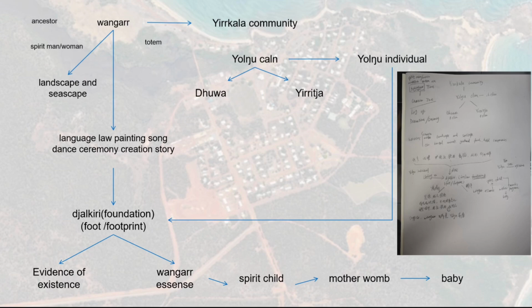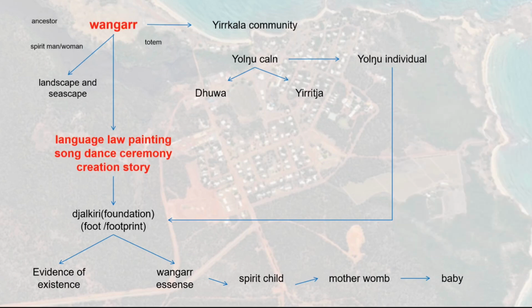This is the foundation of a Yolngu individual, a symbol of food and footprint. It can also be a symbol of existence. On the other hand, it has the symbol of Wangarr essence. It can produce a spirit child, which can enter a mother's womb, and then a new baby is born. Yes, I think the most important things in this part are the Wangarr and the other elements such as language, lore, and painting.